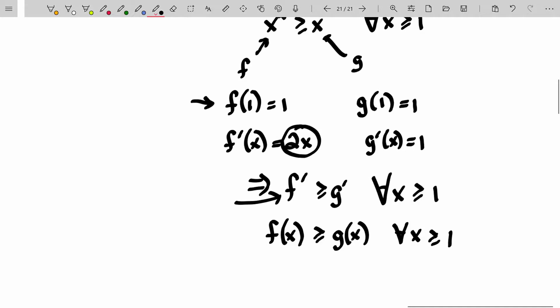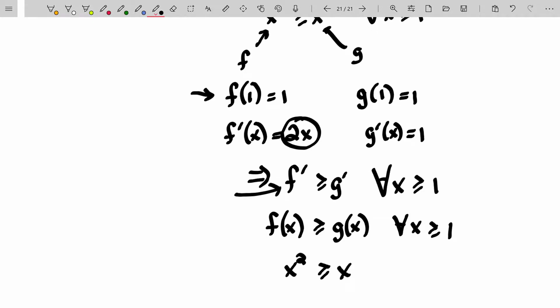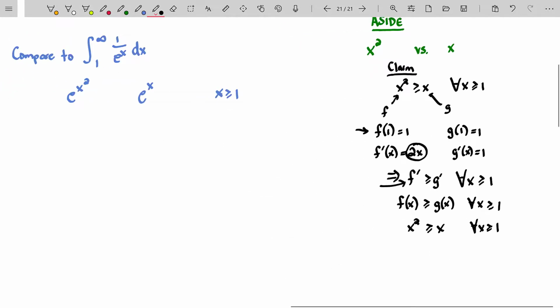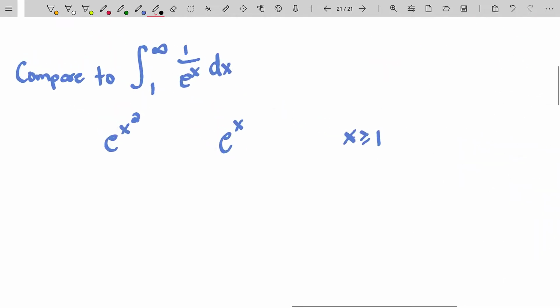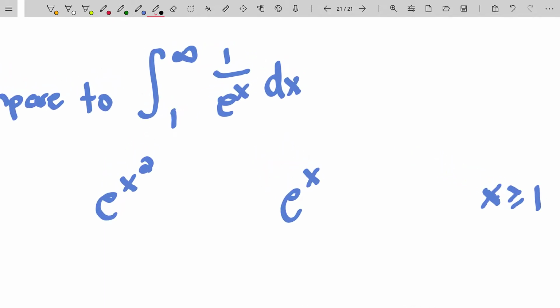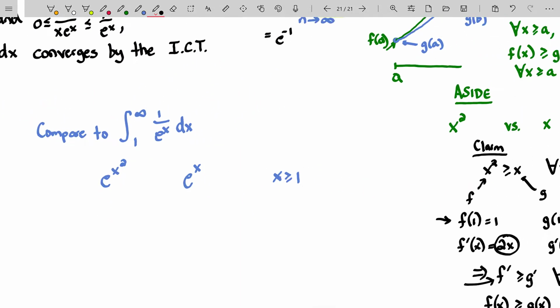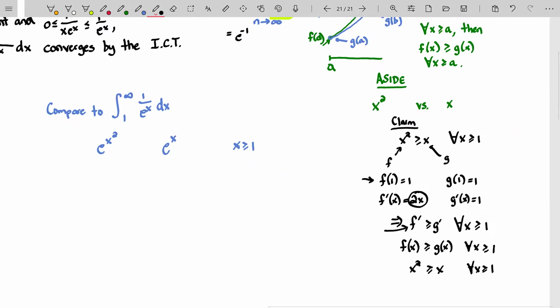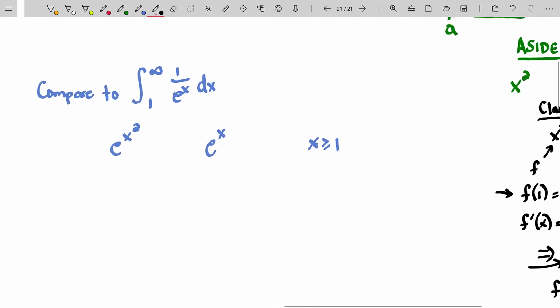That is, F was x squared, G was x, so therefore x squared must be greater than or equal to x for all x greater than or equal to 1. You can use that same argument to showcase that e to the x squared is greater than or equal to e to the x. However, I'm not really going to go through that entire argument. I've just shown that x squared is greater than or equal to x.